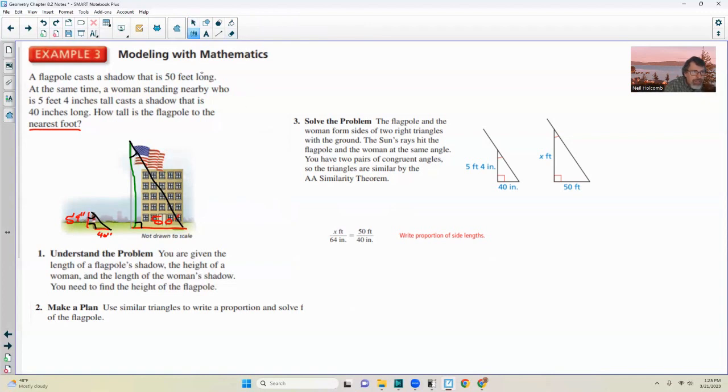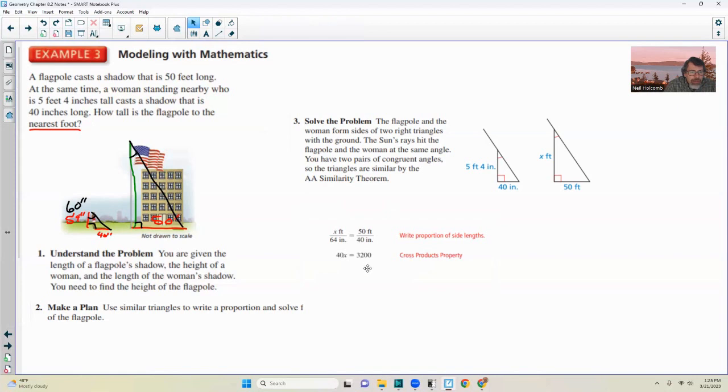Well, 5 feet is 60 inches, so 64 inches is 5 feet 4 inches. Equals 50 feet, the shadow, compared to the shadow of her. So I'm going to put the height of the pole over the height of the woman equals the pole's shadow over the woman's shadow. They have to be in the right order or you'll get the wrong answer.